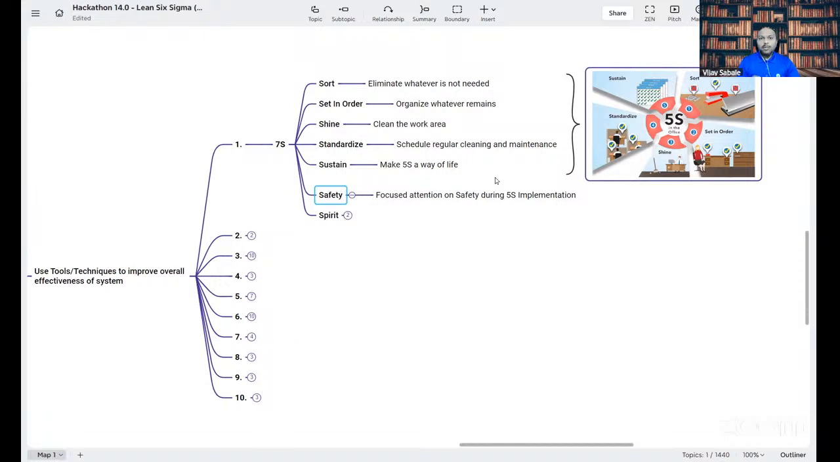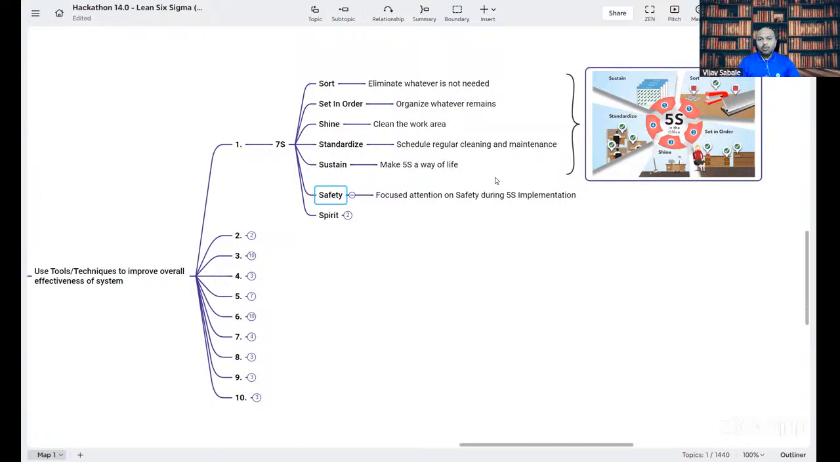There must be one person who is a part of that team who is totally focusing on the safety aspects of each and every activity that is going to be carried out as a part of this 5S implementation. That is called a safety liaison, right?